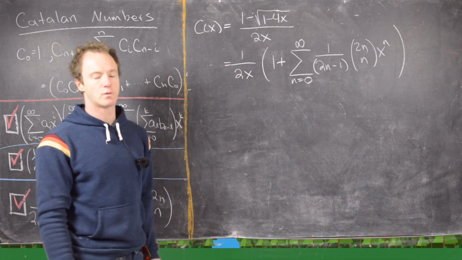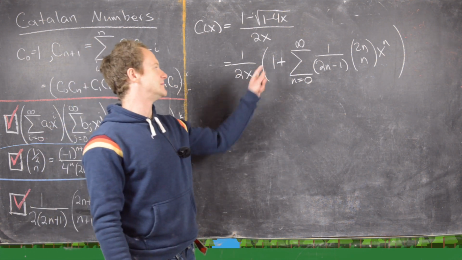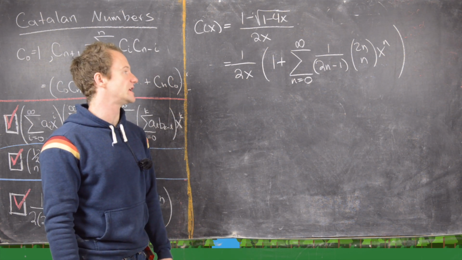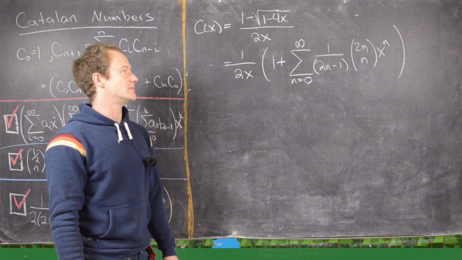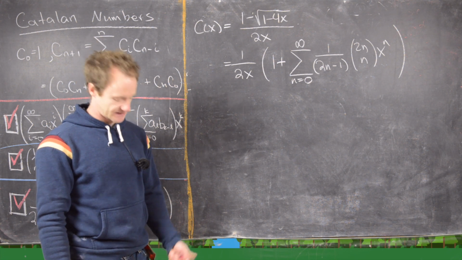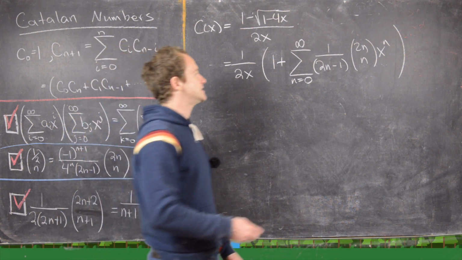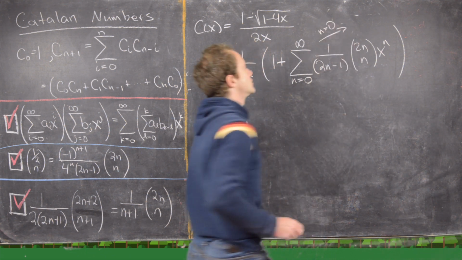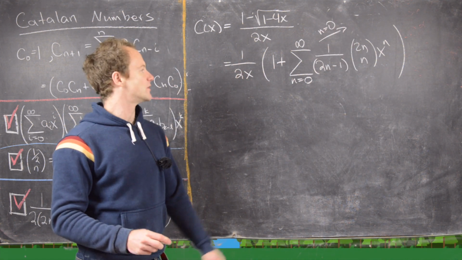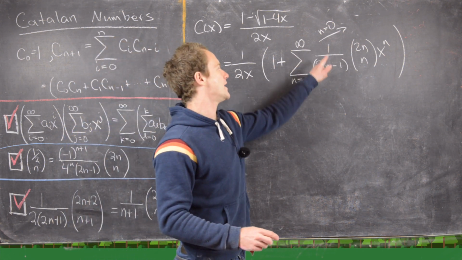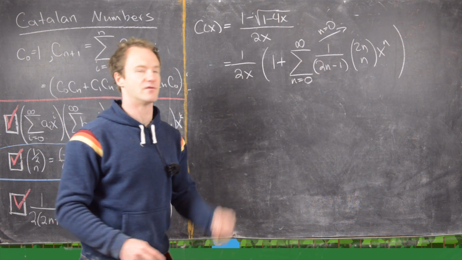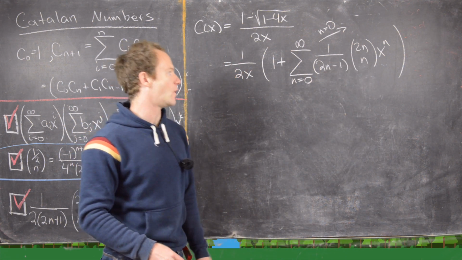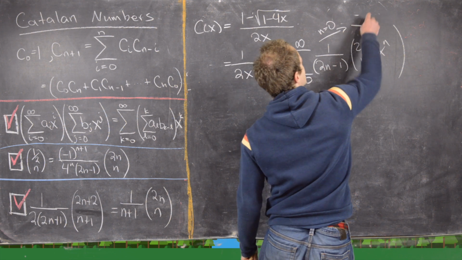We have c of x equals 1 over 2x times the quantity 1 plus this infinite sum. So we have n equals 0 to infinity, 1 over 2 to the n minus 1, 2n choose n, x to the n. Now what I want to do real quick is pull out the n equals 0 term to see what it is. Notice we'll have 1 over 0 minus 1, so that'll be negative 1. 0 choose 0 is 1, x to the 0 is 1, and so the n equals 0 term is negative 1.